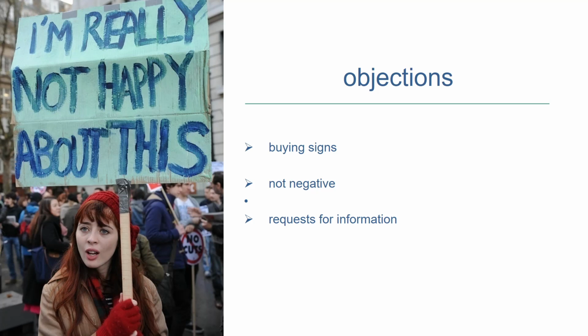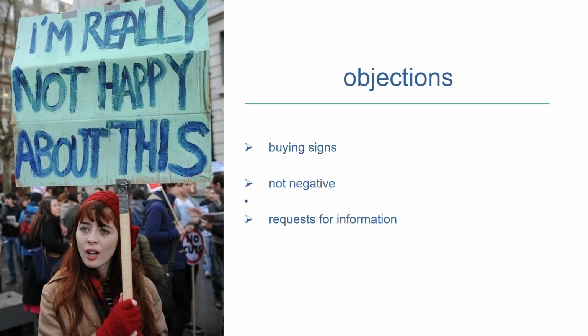All right, objections. So let's take a look at objections. We've reached presenting the product, and now the customer is not willing to buy right away. So they object. There are all kinds of objections and all kinds of reasons why they would object. Objections don't really mean that they don't want to buy. They will give you buying signs by objecting, and it is not considered to be negative. In more cases than not, this is a request for information.